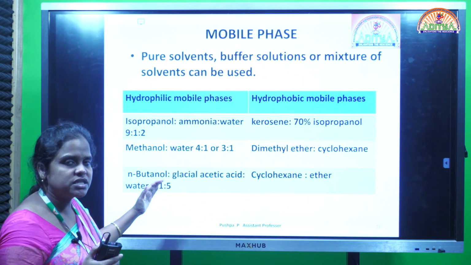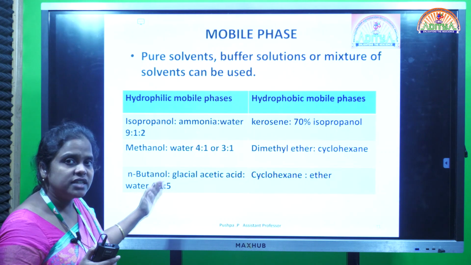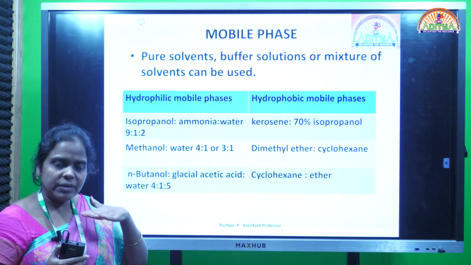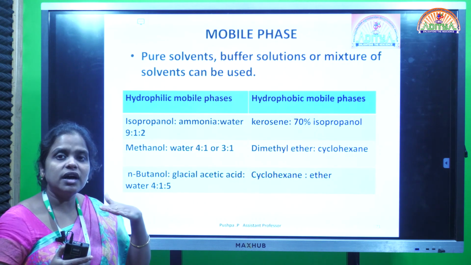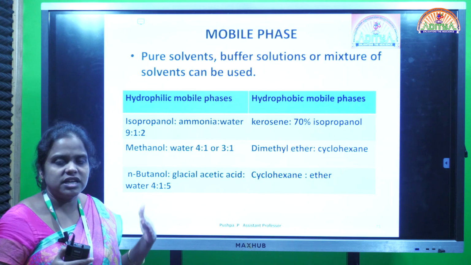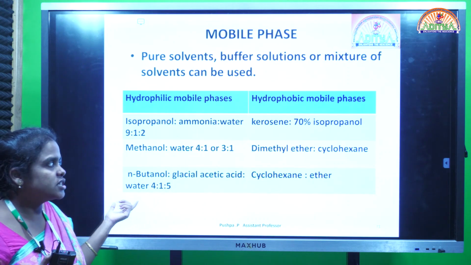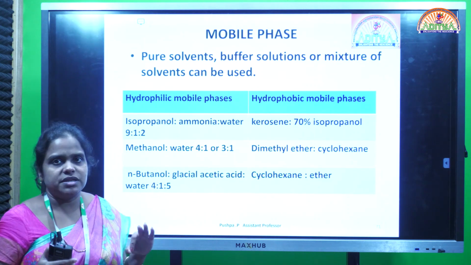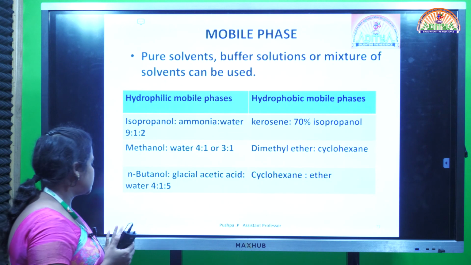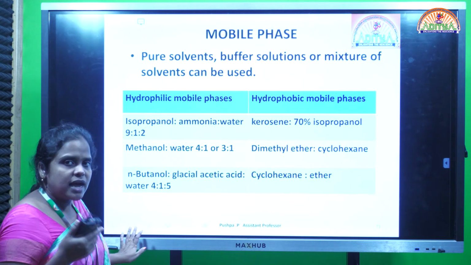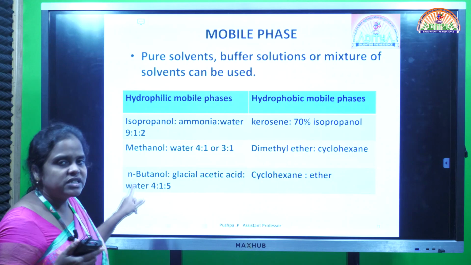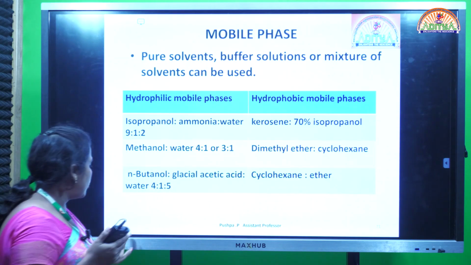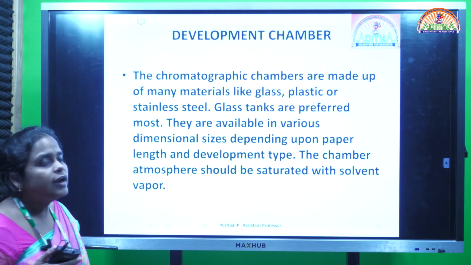Why are we using these ratios of hydrophilic compounds? They will compensate or compete with the nature of the compounds which we are separating. That's why we add these hydrophilic or hydrophobic solutions to the mobile phase in different ratios for better separation. These are the different types of mobile phases we will use. Based on the drug's chemical nature or structure, we will select one of these mobile phases, and we will take that mobile phase in the development tank or development chamber.